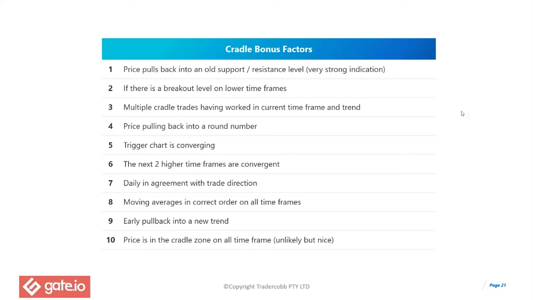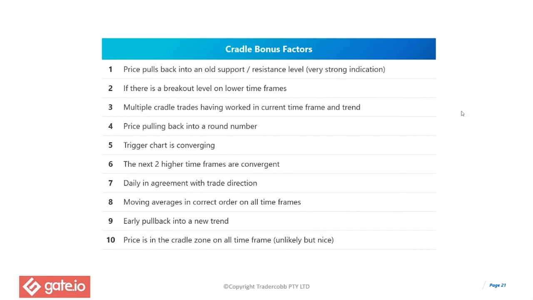Breakout on lower time frames. Look, it's a bonus factor. That means that there's got to be at least 2 tests of resistance or support around that level, whether long or short. Multiple cradle trades having worked in current time frame and trend. That's just a bit of a look. Again, as I say, it's a bonus factor. It doesn't mean it makes the trade any stronger or worse. This is a measure. This is a system of measurement. Price pulling back into a round number: 10,000, 1,000, 200, $10.